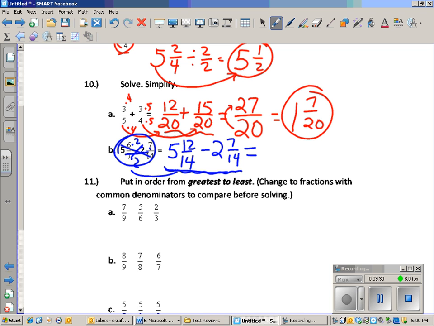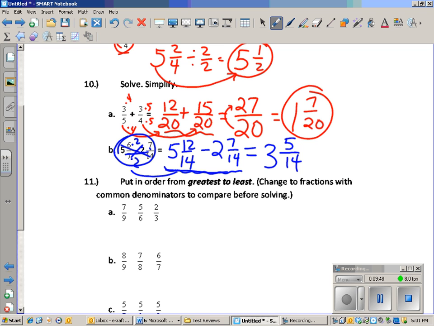5 and 12/14 minus 2 and 7/14. I'm going to subtract the fractions first, and that's going to give me 5/14, and then 5 minus 2 is 3.